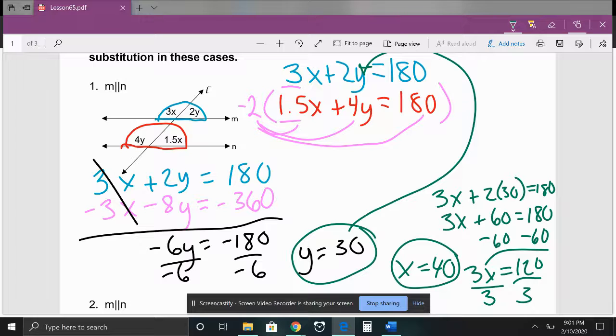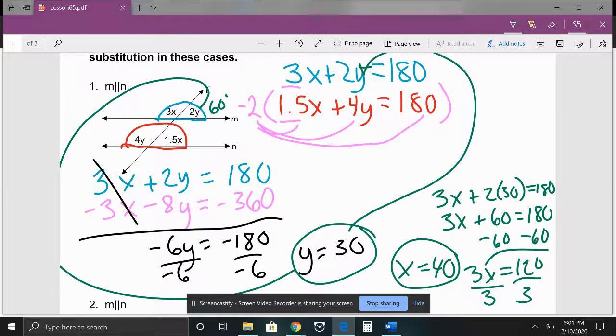So I found my x and I found my y, but I'm not done with the problem, right? Because I've got to figure out the angle measures. So I've got to plug them in, and they should make sense. They should add up to 180. So when I plug these in, plug in y over here, 2 times 30 is 60 degrees. And then I plug in 40 into here, 3 times 40 is 120 degrees. And those add up to 180.